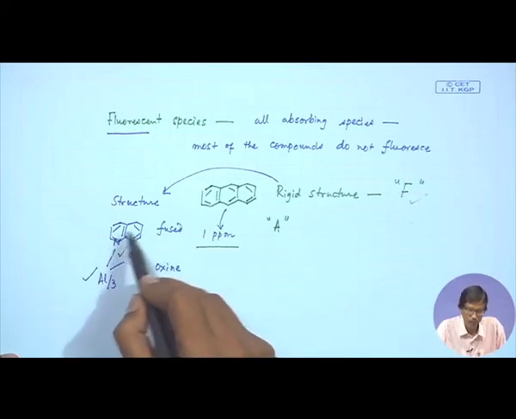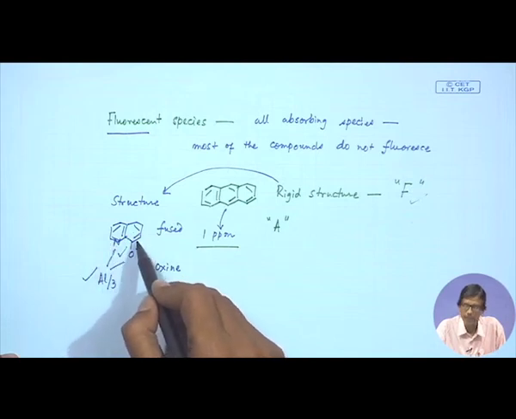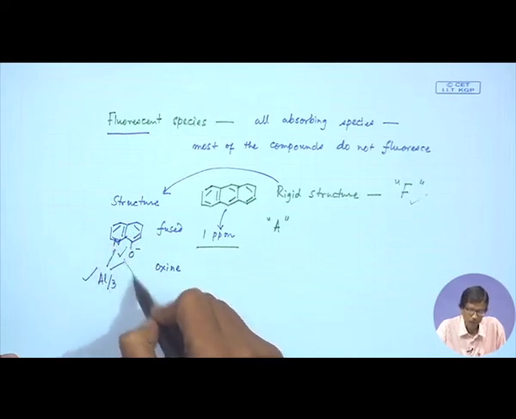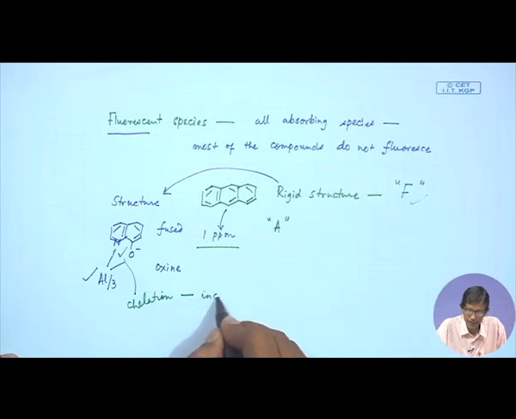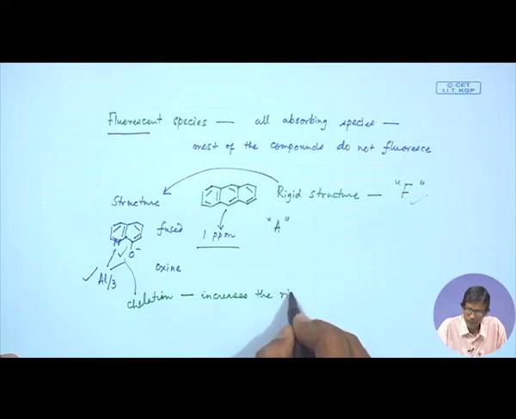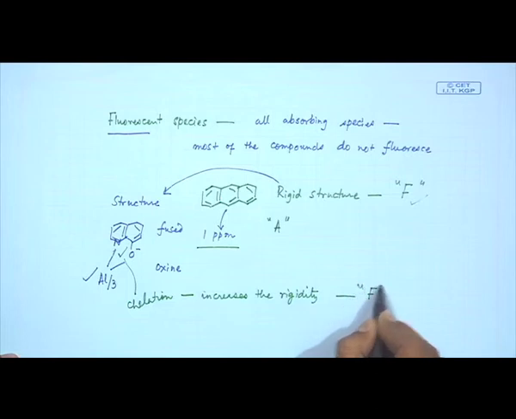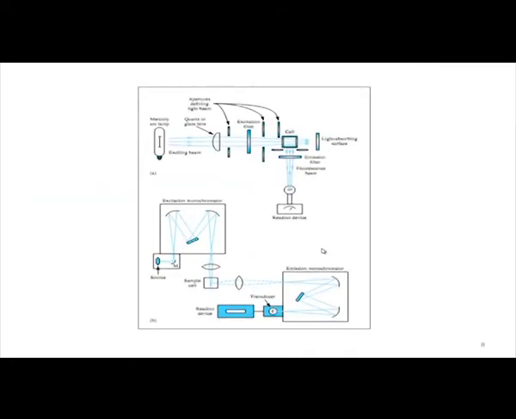Already we have 2 rings, the pyridine ring and the phenol ring, but also this particular chelate ring. So, the chelation increases the rigidity, and that is why it gives rise to very good fluorescence. This fluorescence is therefore very important to measure, and we get this through a particular instrumental setup.